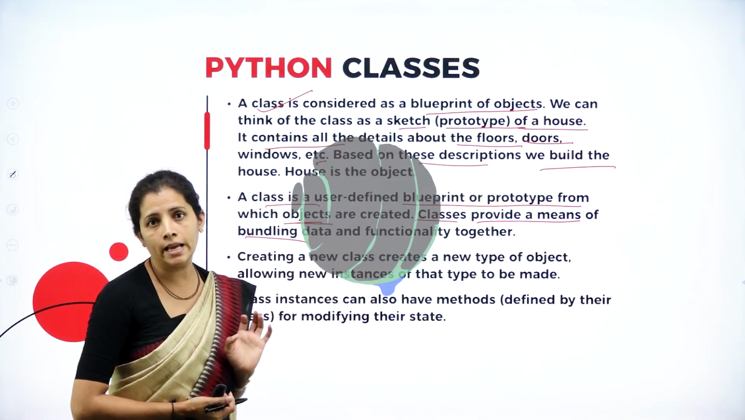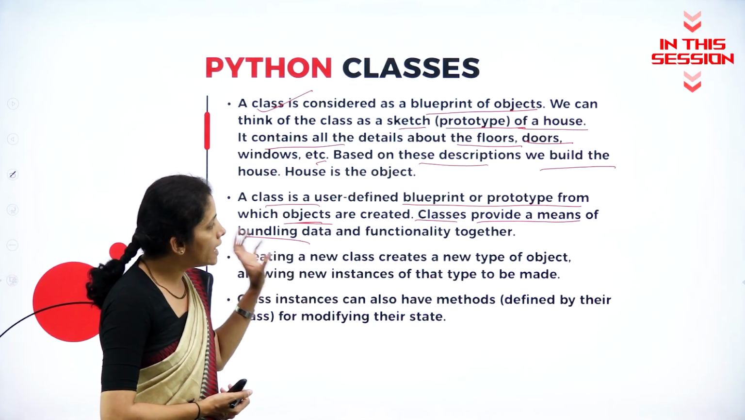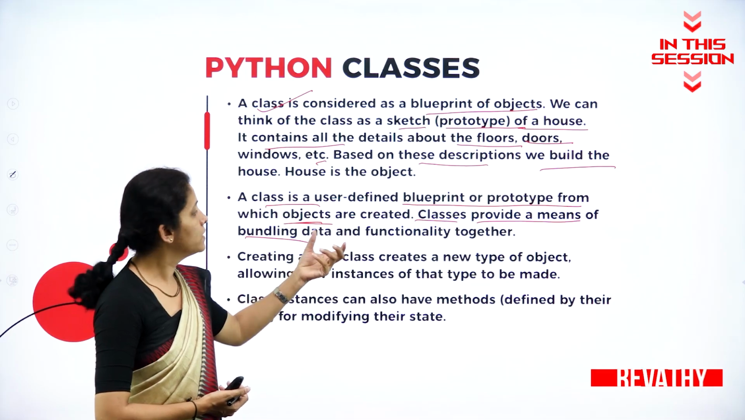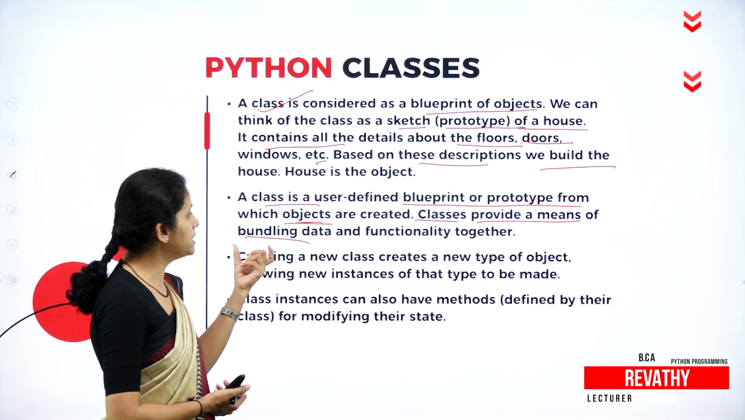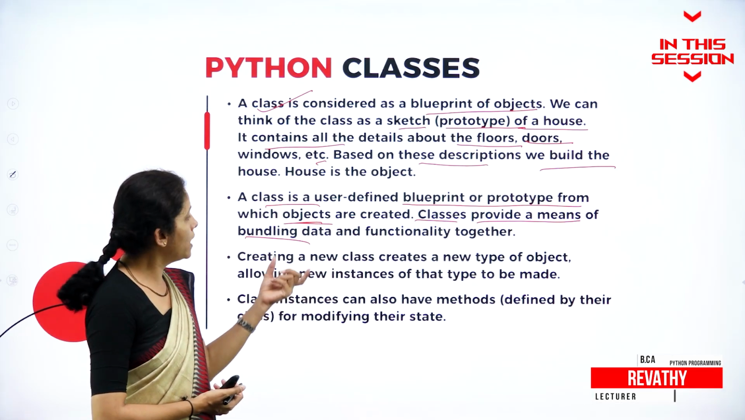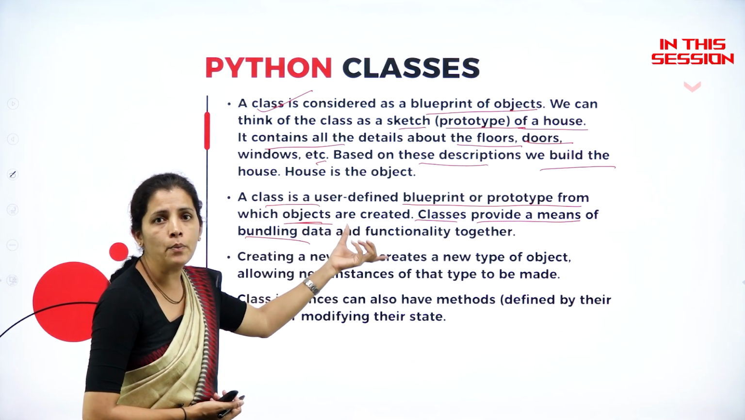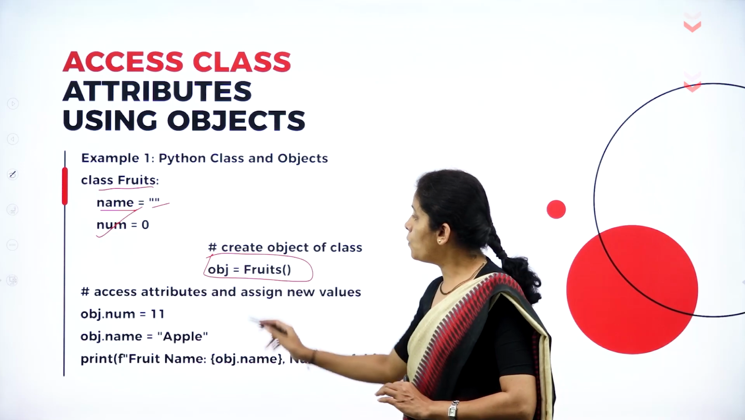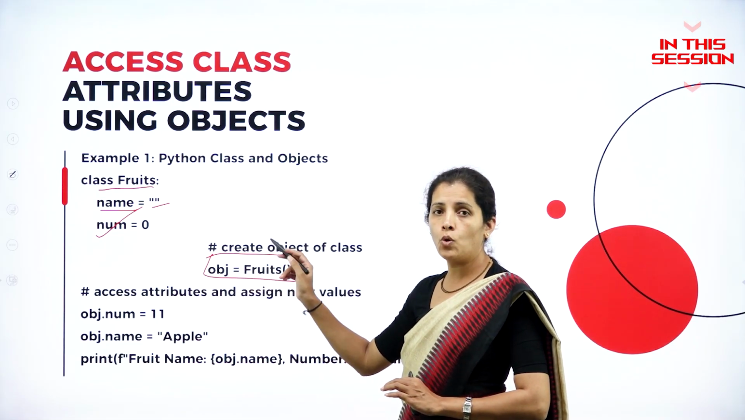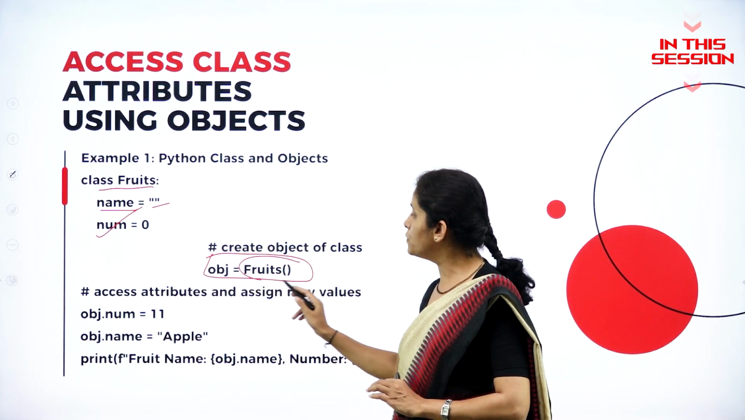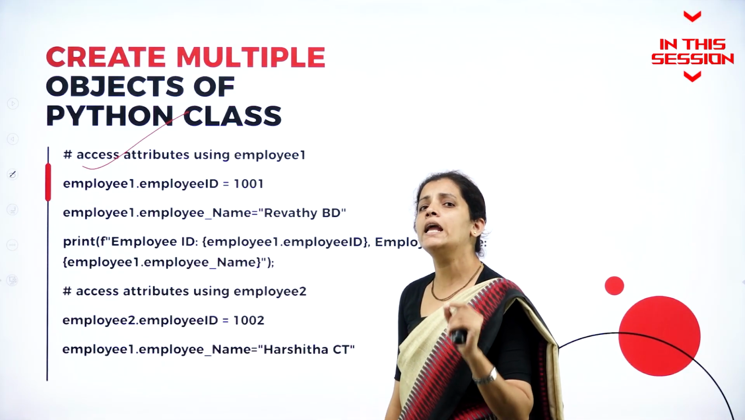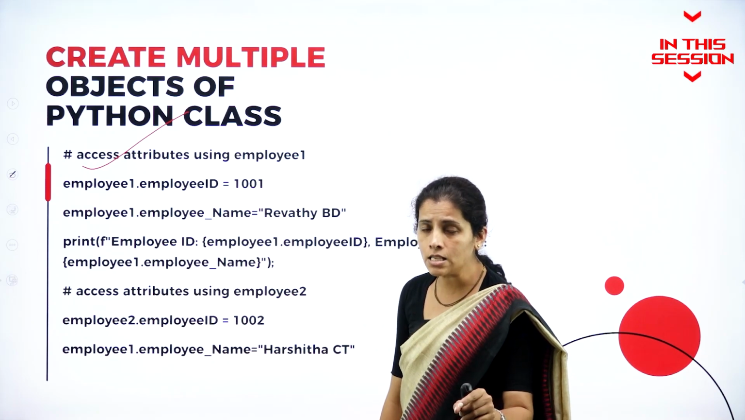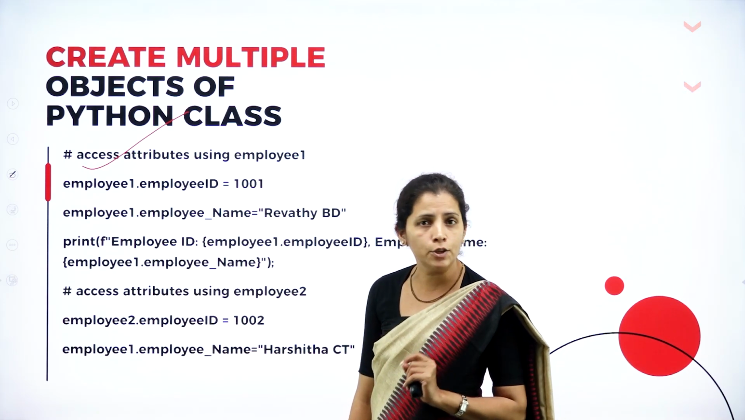And what are the things I can include? That is nothing but the functions and variables. So functions are nothing but the methods. And what about data? Data is nothing but the variables. Now what is the name of the object? Obj. And what is this, fruits? It's a constructor. If I want to access any data member of the class, what do I need to create? The object.